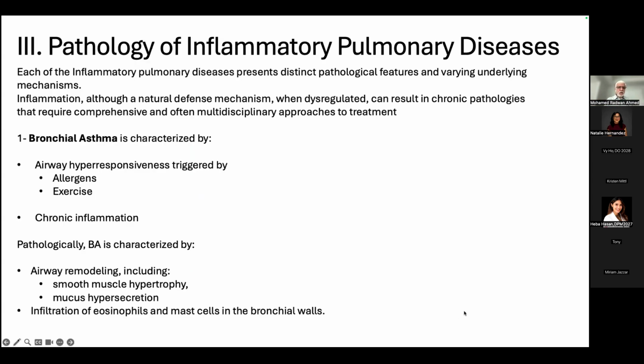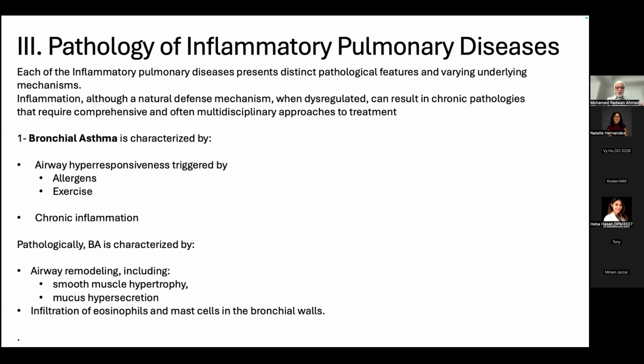So what is the pathological picture or pathogenesis of inflammatory pulmonary disease? Each disease will have some characteristics or some pathological features. And each disease will also have some different underlying mechanisms.